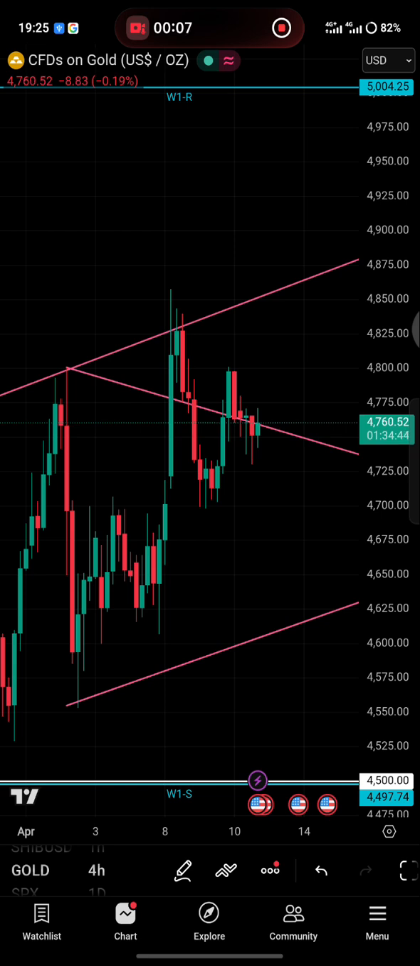Today we'll be going through the gold chart to see whether right now it is in a bullish or a bearish trend, and to see if the trend is really on the side that it was supposed to be or not.